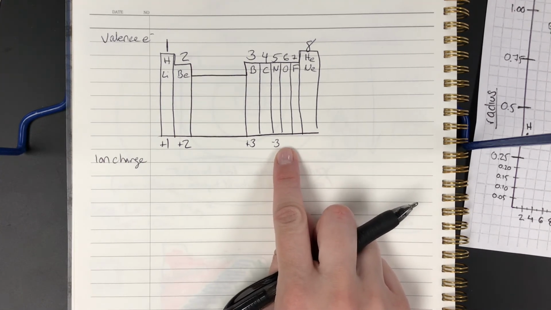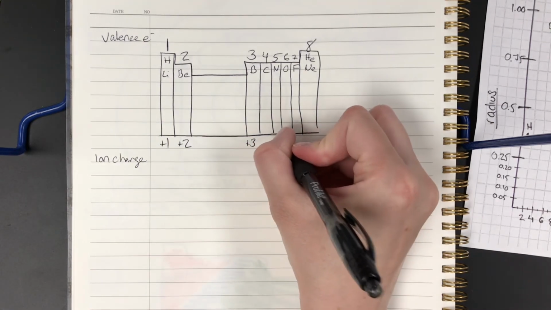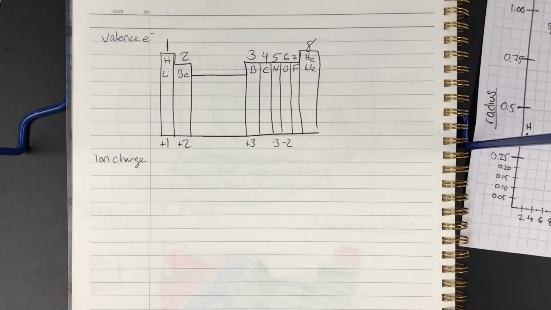Okay, oxygen has 6 valence electrons. So what does it want to do to get its octet? Gain 2 electrons. So if it has 2 more negative charges than positive, it's going to have a charge of -2. The ion is.